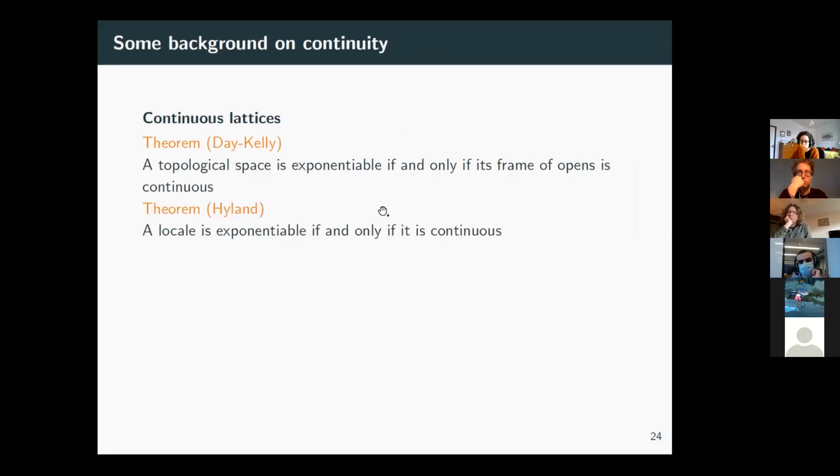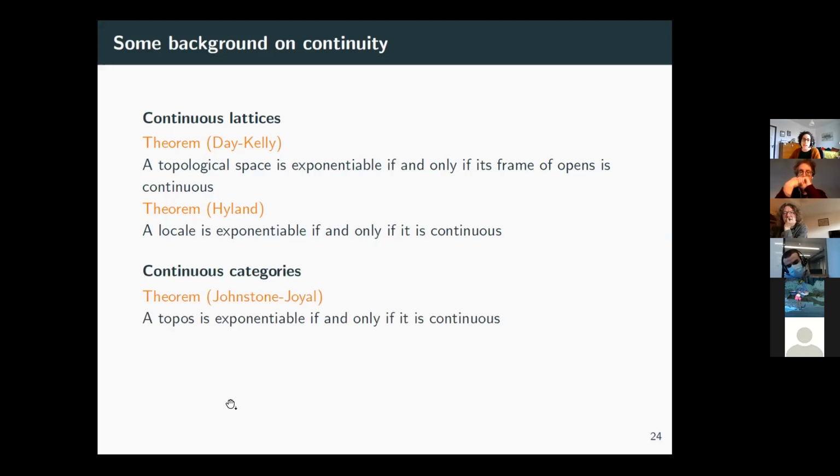And just after that, Hyland proved this localic version, which is that a locale is exponentiable if and only if it is continuous. Then Johnstone and Joyal took this definition and adapted it to categories and no longer locales. And they got the result that I already mentioned: a topos is exponentiable if and only if it is continuous.